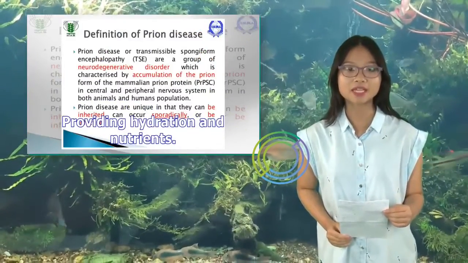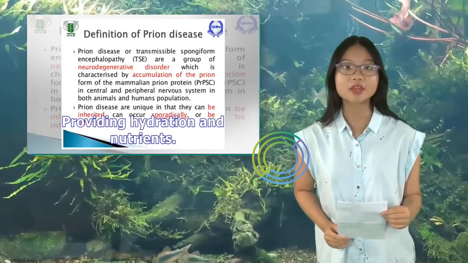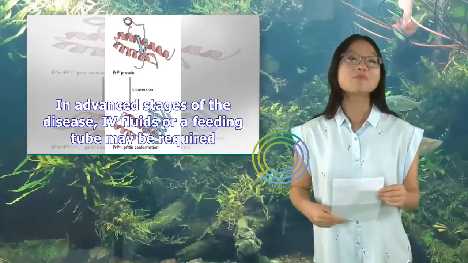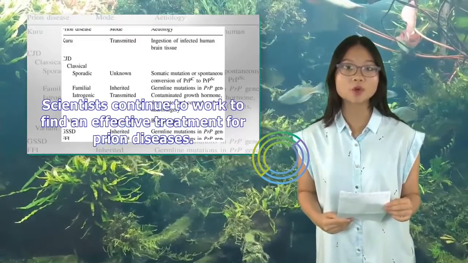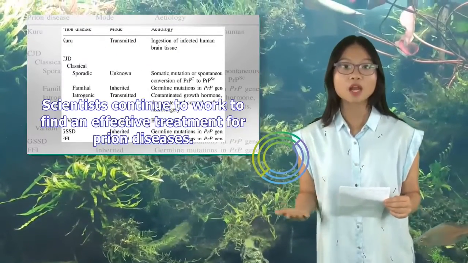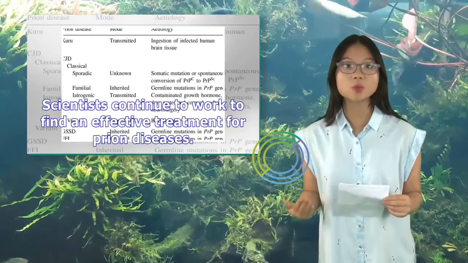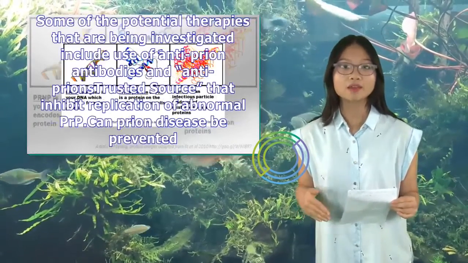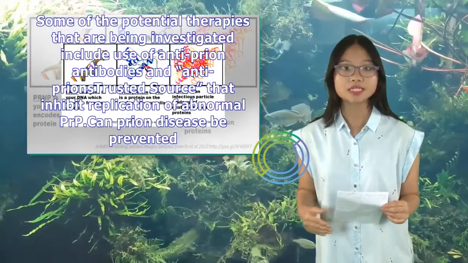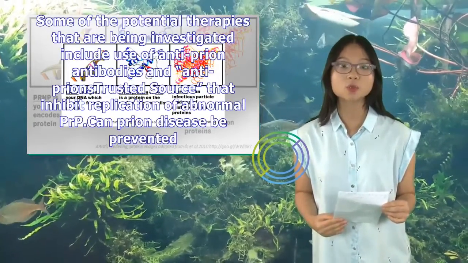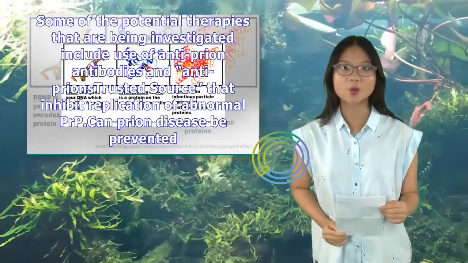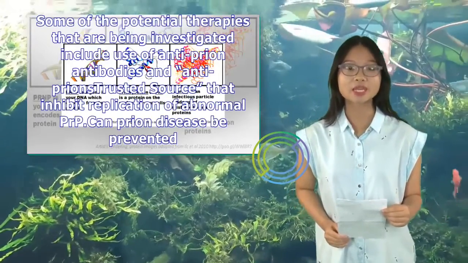Providing hydration and nutrients. In advanced stages of the disease, fluids or a feeding tube may be required. Scientists continue to work to find an effective treatment for prion diseases. Some of the potential therapies that are being investigated include use of anti-prion antibodies and anti-prions that inhibit replication of abnormal PrP. Can prion disease be prevented?